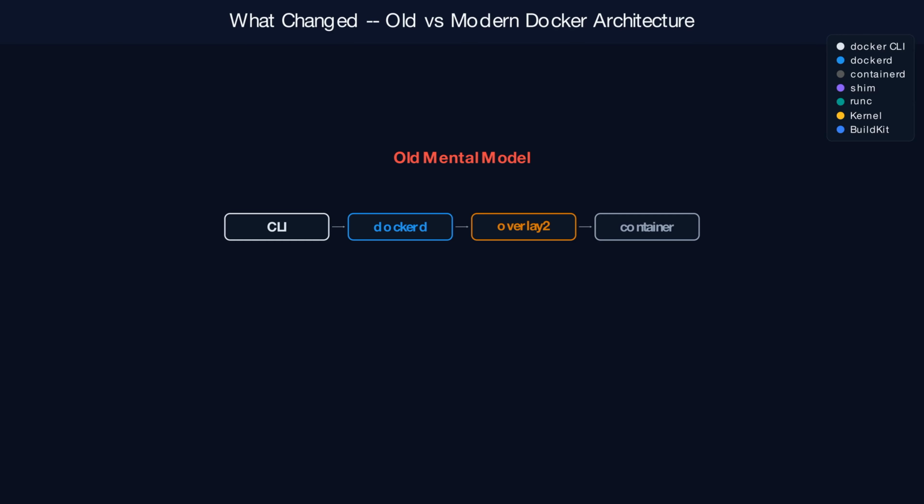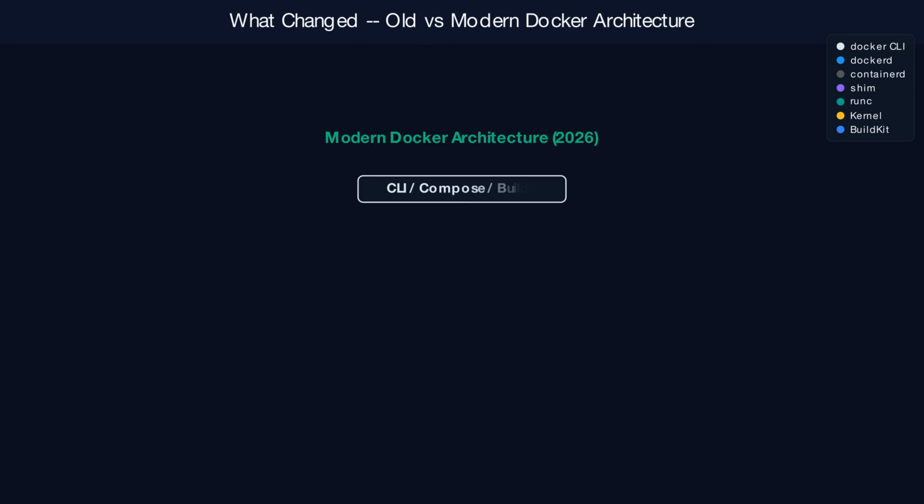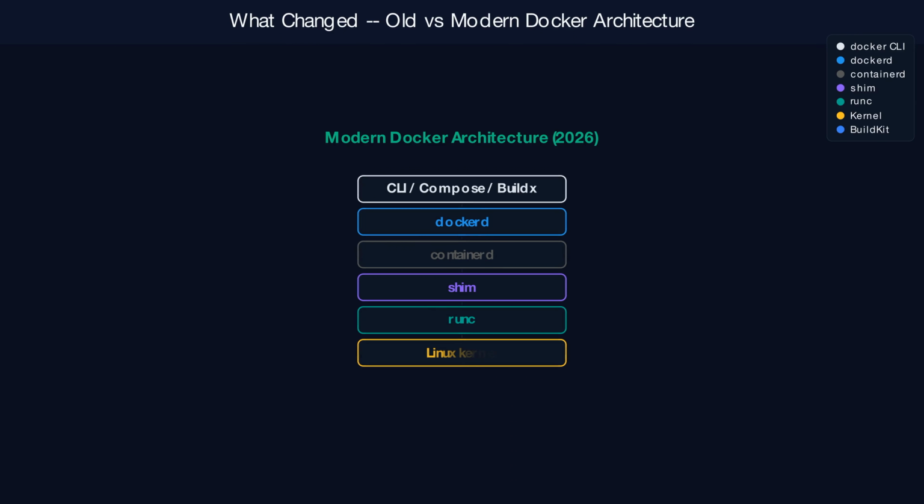Let us clearly summarize what changed. The old model taught Docker as CLI, daemon, overlay2, container. That was never the full picture, and today it is even less accurate. Modern Docker sits on top of containerd. The shim and runc are the actual execution path. BuildKit and Buildx are the modern build engine. Fresh Docker Engine 29 installs default to the containerd image store. Older hosts keep the legacy storage layout until you migrate.